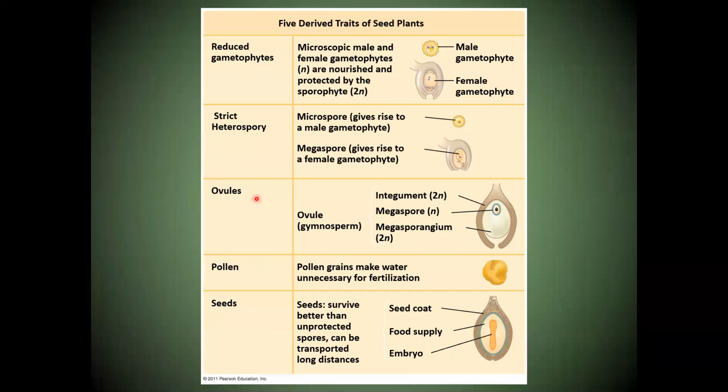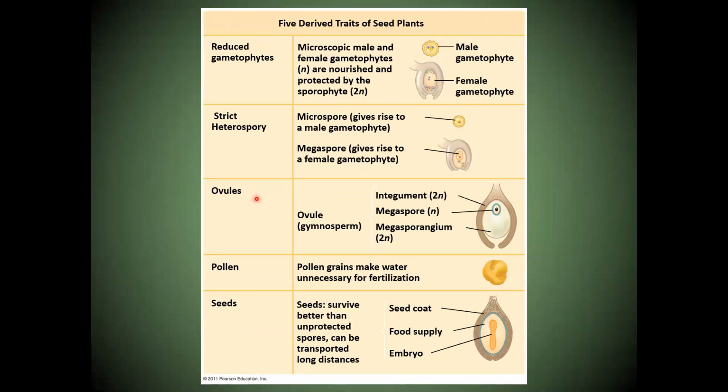I wanted to reflect back on these characteristics. These are synapomorphic features, derived traits for all seed plants, both angiosperms and gymnosperms. Reduced gametophytes, small-sized gametophytes, microscopically small gametophytes. Both male and female gametophytes are microscopically small. And they are protected by the sporophyte and they are nourished by the sporophyte, right?